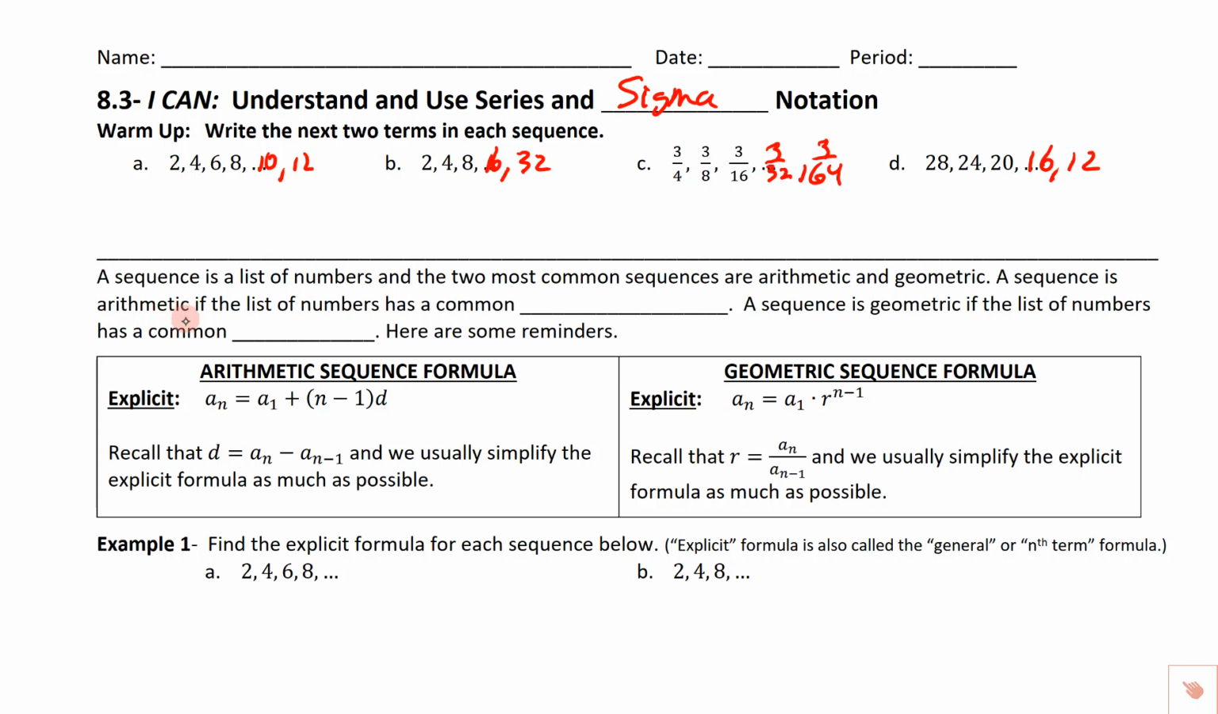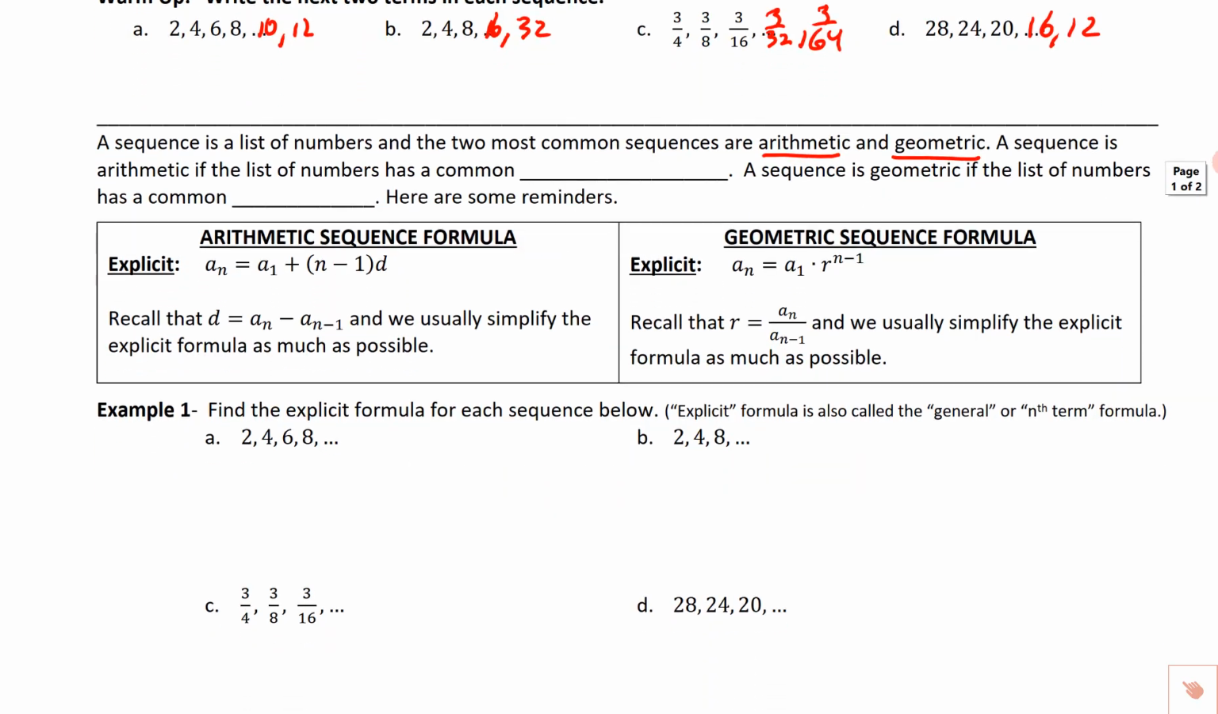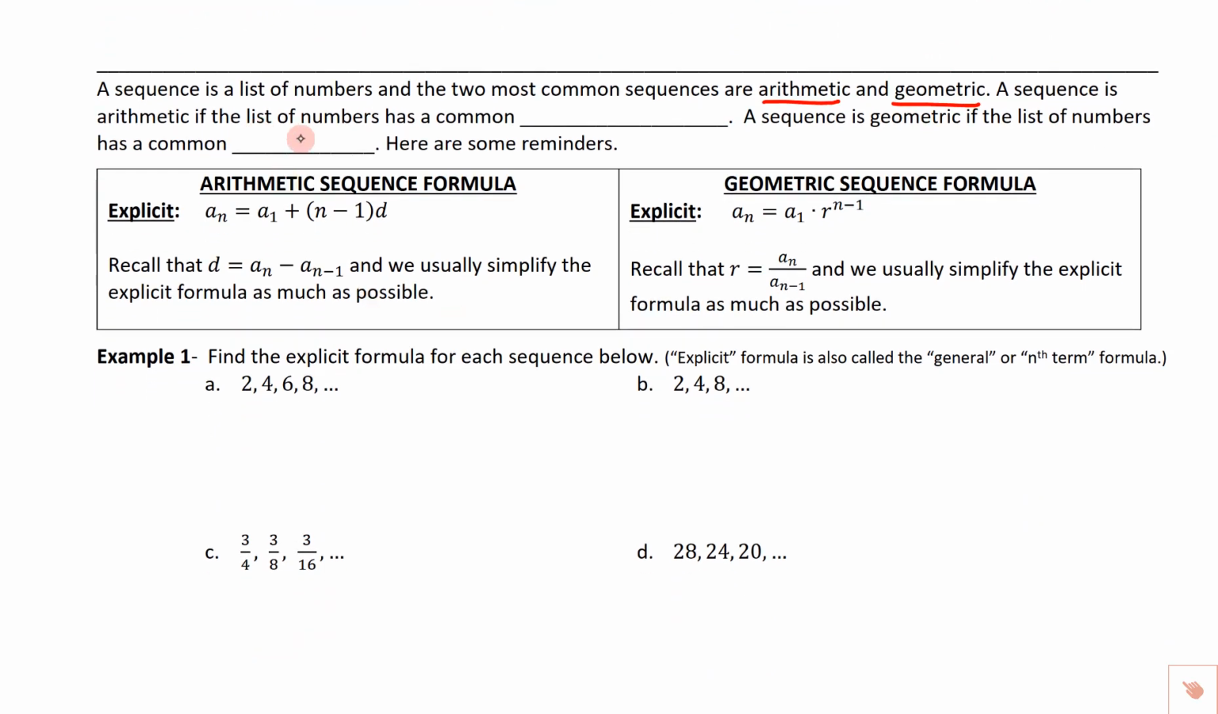Those are sequences, and sequences are just lists of numbers, and the two most common sequences are arithmetic and geometric. You studied those last year. A sequence, if it's arithmetic, that list of numbers has something called a common difference, so it has a common difference between any two pairs of terms. And a sequence is geometric if the list has a common ratio.